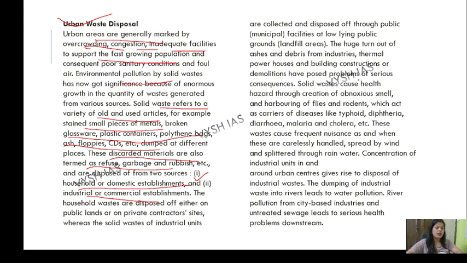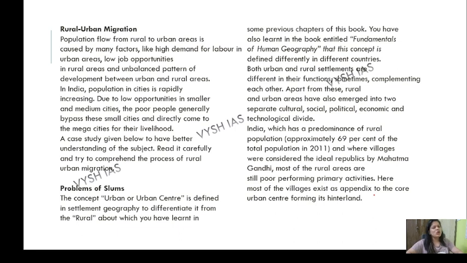Okay. And you know this thing that a huge turnout of ashes and debris from industries is part of urban waste disposal. Solid waste causes health hazards. You know this thing, like obnoxious smells, harboring of flies, rodents, which act as carriers of disease like typhoid, diphtheria, which I have recently gone through, diarrhea, malaria, cholera, etc. Concentration of industrial units in and around, the dumping of industrial waste into rivers and all those. Got it? Like these are topics which you know, but I want you to go through it so that you get a rough idea and you get the confidence of completion that yes, one book we have completed thoroughly.